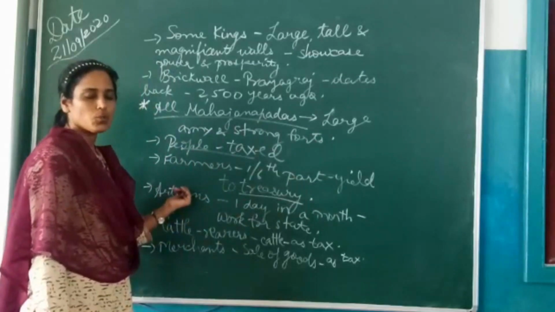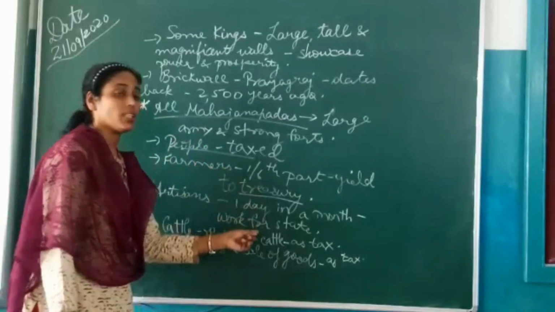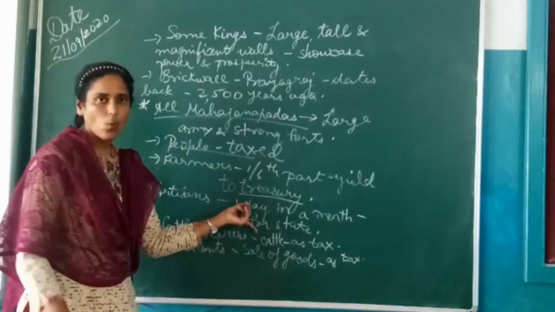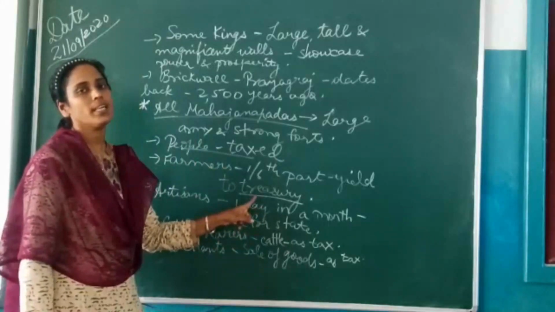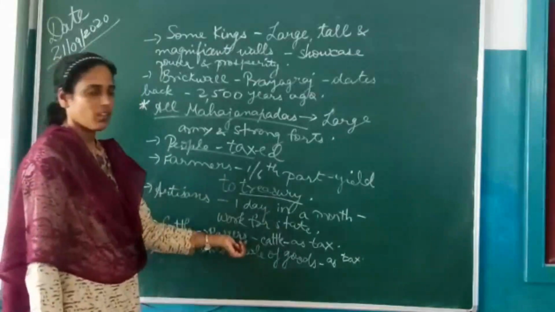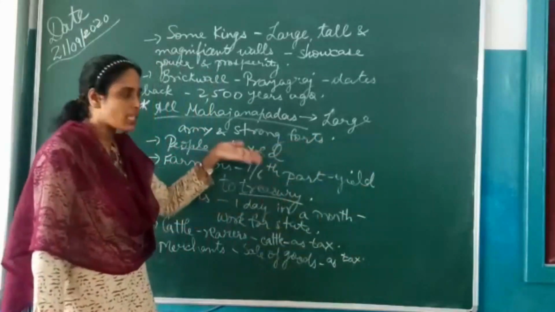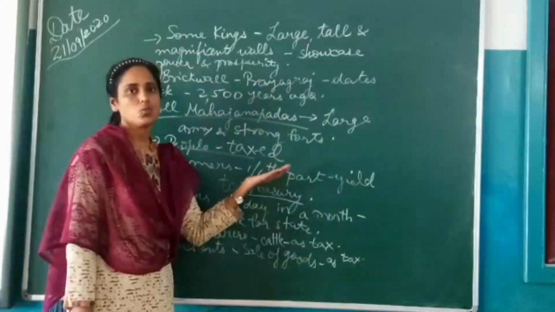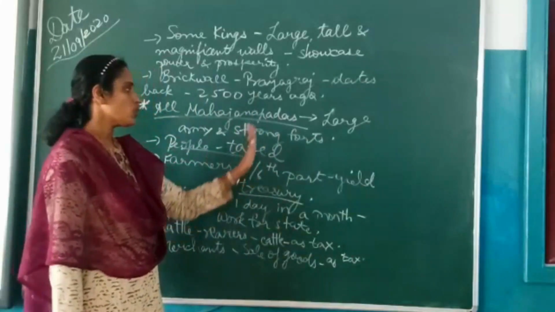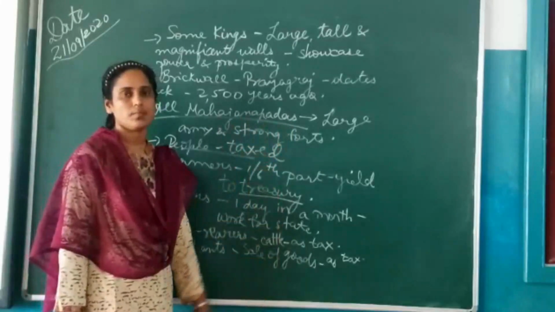Then artisans, those who did different types of skilled work, did one day in a month of work for the state. On other days of the month they worked for their own household. Cattle raisers, that is the people who practice cattle rearing, gave some part of the cattle as tax, and merchants sold their goods and gave some part of that sale as tax. So people were giving some part of their income in some form to the kingdom or the government to maintain the army and the large strong structures of forts.